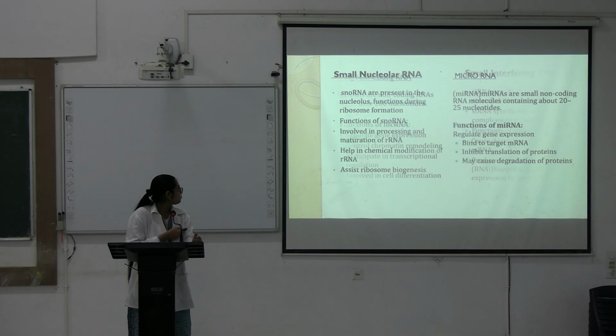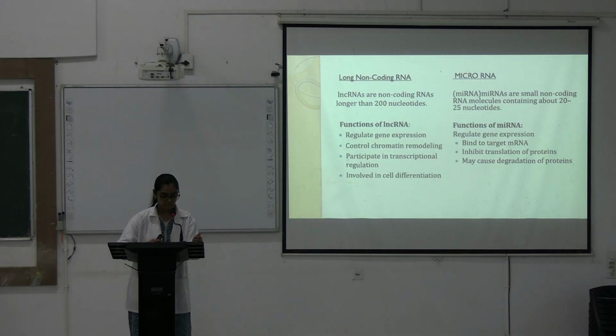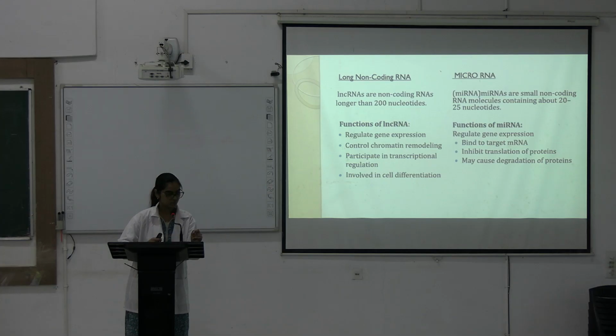Moving on to long non-coding RNA. These RNA molecules are longer than 200 nucleotides. These do not code for protein. Their main functions include regulation of gene expression, control of chromatin remodeling, and participation in transcriptional regulation. It mainly acts as a regulator for cellular activity.